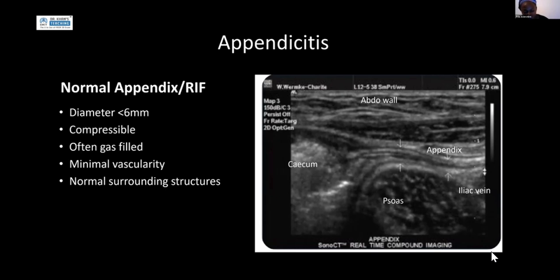And then just inferior to that, you should see your appendix draping over your psoas and your iliac veins and artery. And then it should be blind ending. Some of them can be quite long, so just make sure you follow it all the way from the base to the tip. And if you can't see it all, put that in your report, because calling an appendix normal without seeing the whole appendix can mean that you're missing an appendicitis.